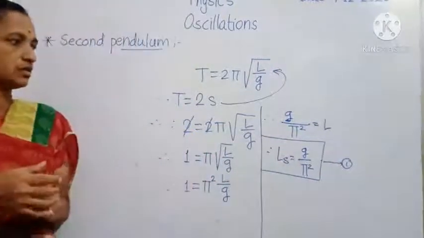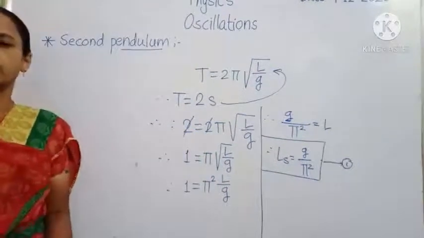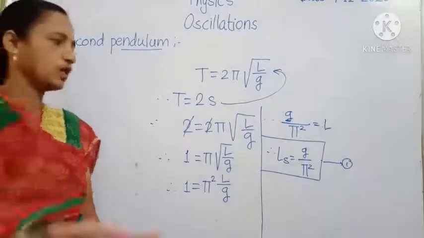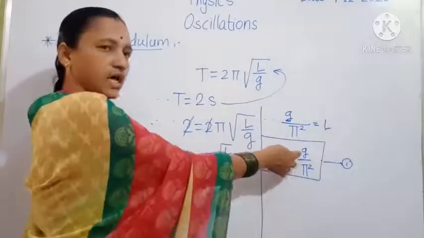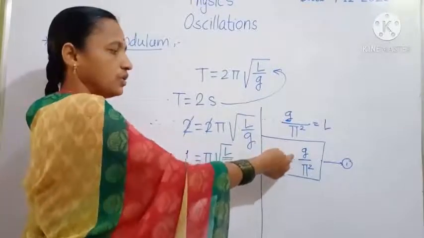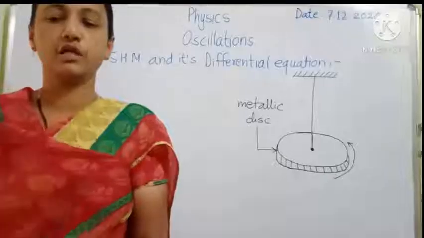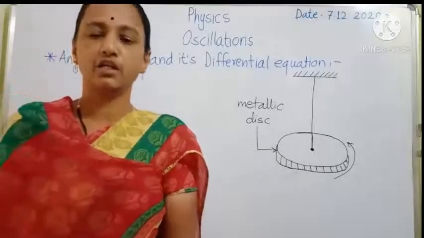From this equation, we can calculate the length of the simple pendulum. That means, when we know the value of the acceleration due to gravity, we can calculate the length of the second pendulum. Next topic: S.H.M. and its differential equation.